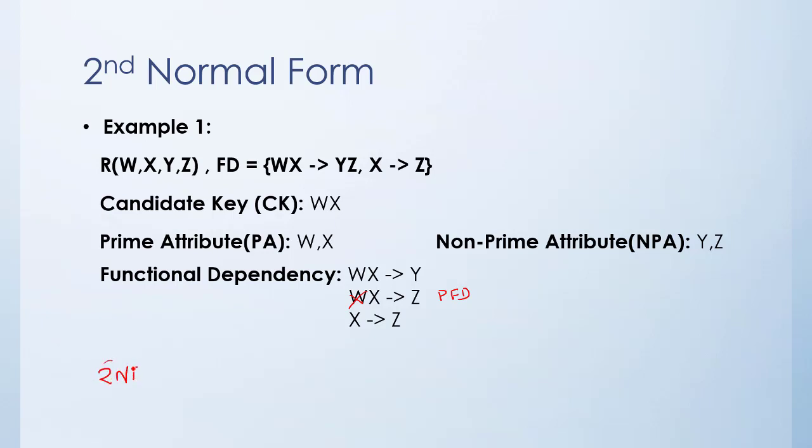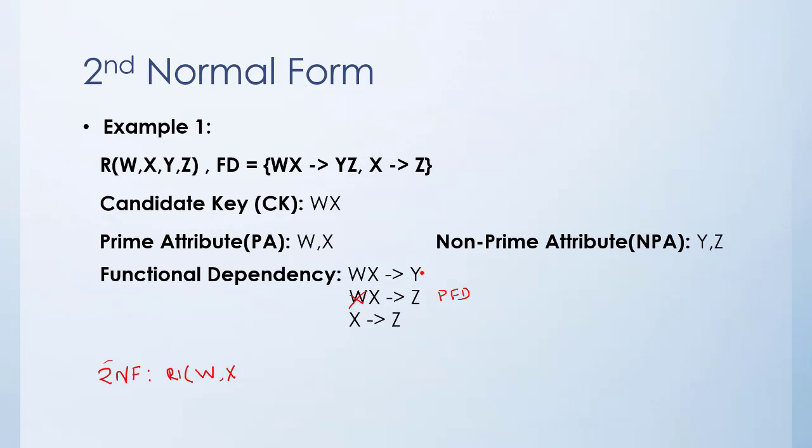So we need to make it 2NF. We need to decompose R in such a way that it will be in 2NF. So how can we do that? The first thing is you create a relation using the candidate key. So what is the candidate key? W and X. So R1, the first decomposed table, is W and X.